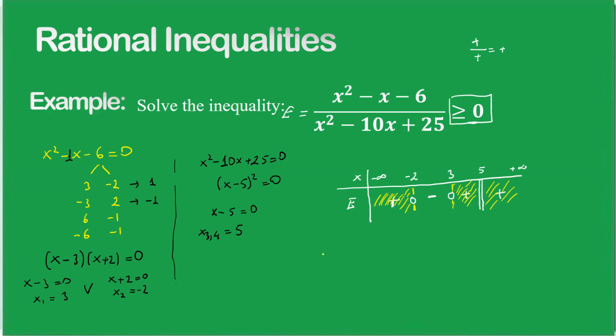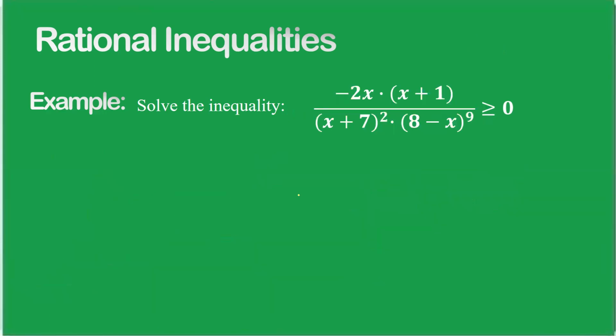Okay, now let's write x is an element of all real numbers from minus infinity to minus 2, including minus 2, union from 3 to 5. I'm including the number 3, but 5 is not a member of the solution set. Union from 5 to plus infinity. Okay, this is our solution set. And let's see the next question.